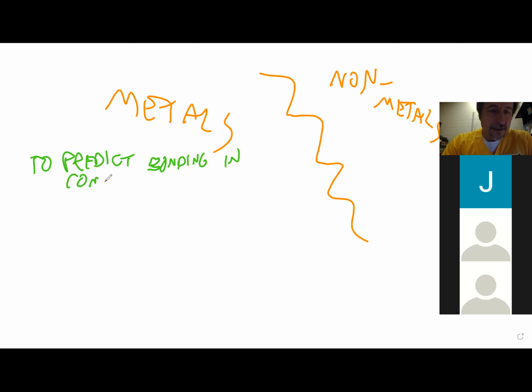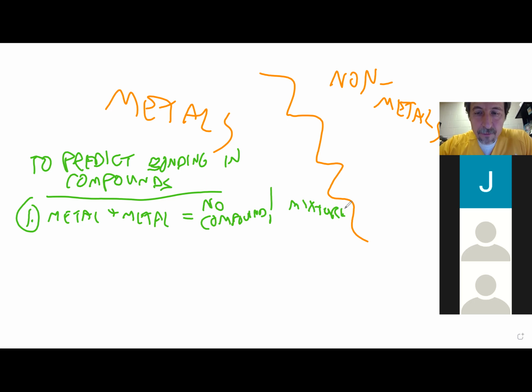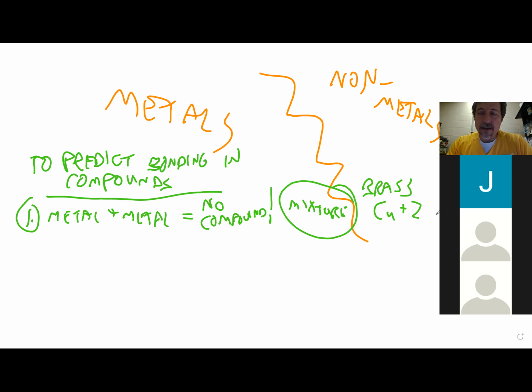To predict bonding in compounds, we're going to do this first, and then we're going to show you how to do ionic compounds. To predict bonding in compounds, there are only three possibilities. Metal plus metal, they don't make a compound. They don't bond. All they do is make a mixture, okay, like brass, which is just copper plus zinc. We already talked about that. So we're never really going to have to worry about one. Two and three are the ones we need to think about.